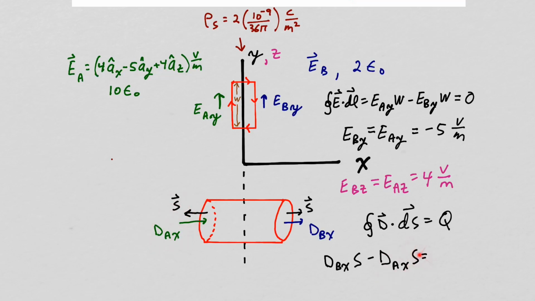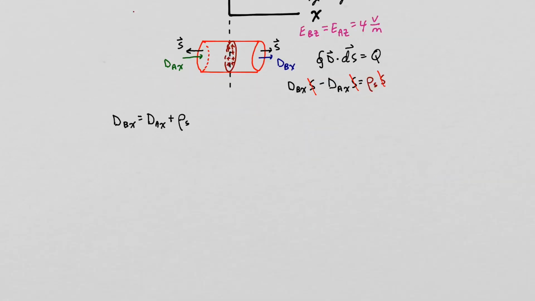The charge enclosed is the charge on the boundary that's inside our Gaussian surface, which will just be the surface charge density times the area, which is S. You can divide through by S, and now we can solve for D sub bx. So D sub bx is equal to D sub ax plus rho sub s.